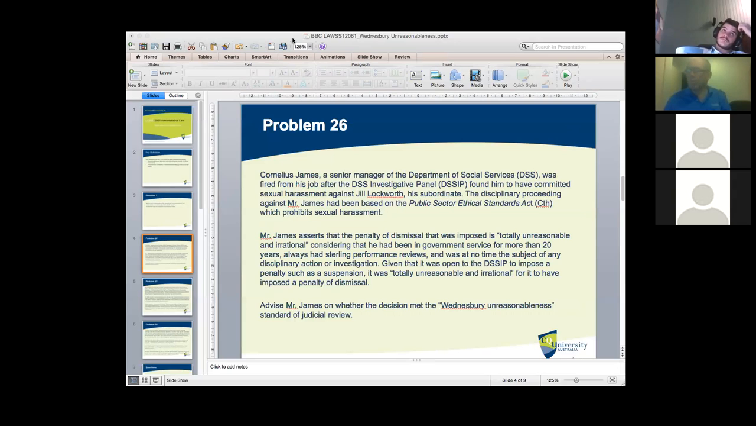Cornelius James, a senior manager of the Department of Social Services, was fired from his job after the DSS investigative panel found him to have committed sexual harassment against Jill Lockworth, his subordinate. The disciplinary proceedings against Mr. James have been based on the Public Sector Ethical Standards Act, which prohibits sexual harassment. Mr. James asserts that the penalty of dismissal that was imposed is totally unreasonable and irrational, considering that he had been in government service for more than 20 years, had always had salient performance reviews, and was at no time subject of any disciplinary action or investigation.